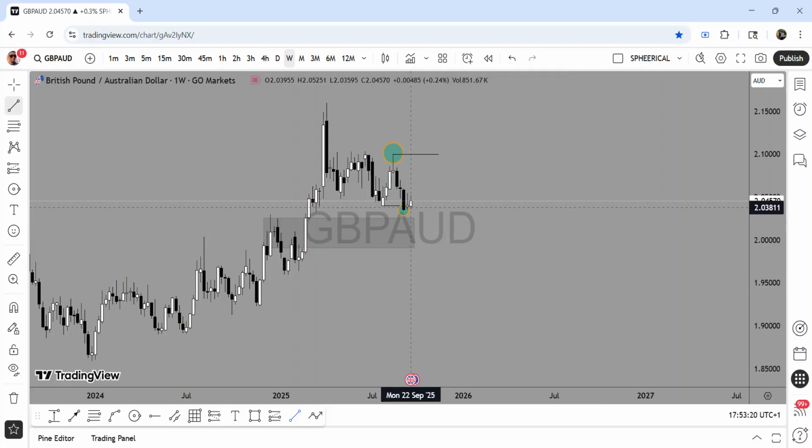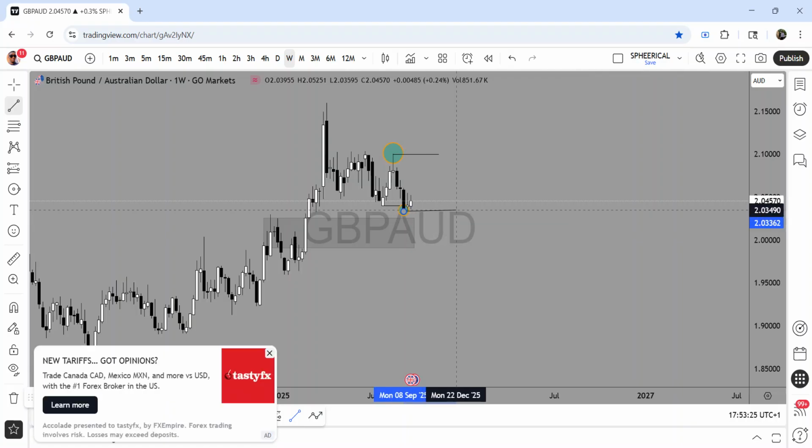Then I'll mark out this down. I'll mark out this down too. This is the range we are trading right now. The market is still within this range. But there's something I want us to see now. It's an insight that the market is giving us in 1 week.